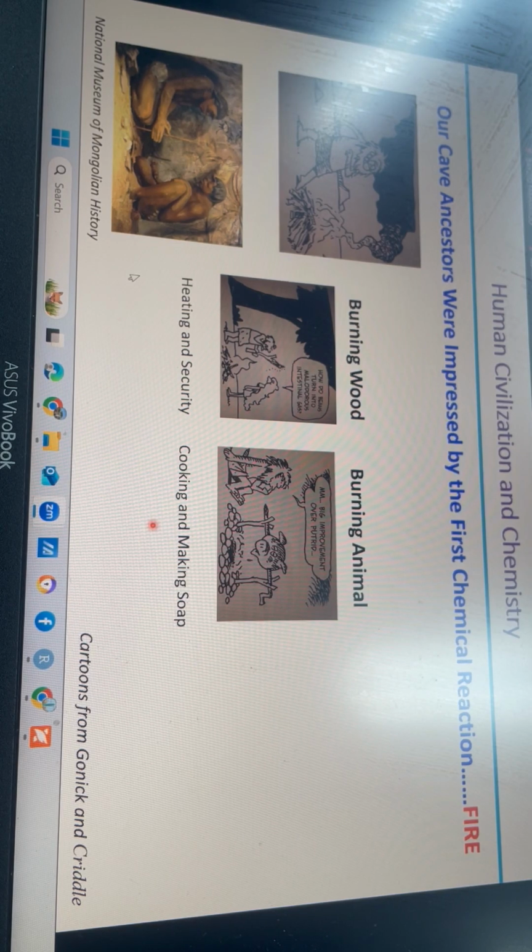They killed it, and then they thought, okay, let's see what's happening if we put this animal on the fire. They put things in the fire, and they saw and smelled a beautiful aroma coming, and then they started eating, and they found, oh my god, this is the best way we can use fire to cook something.